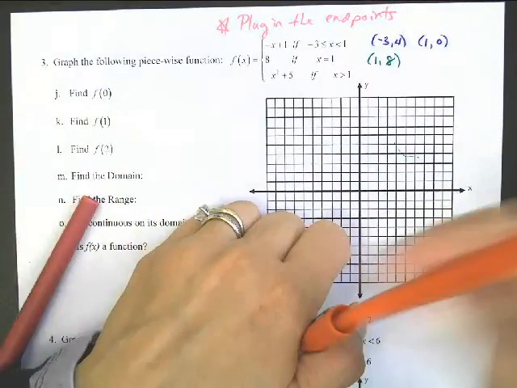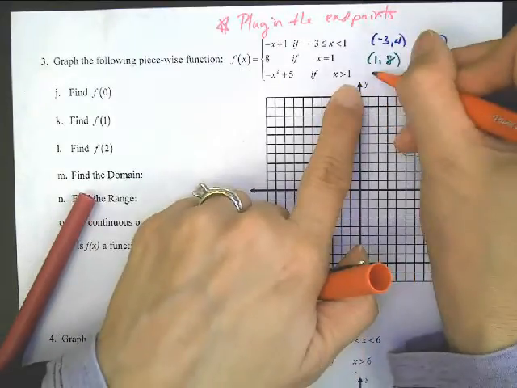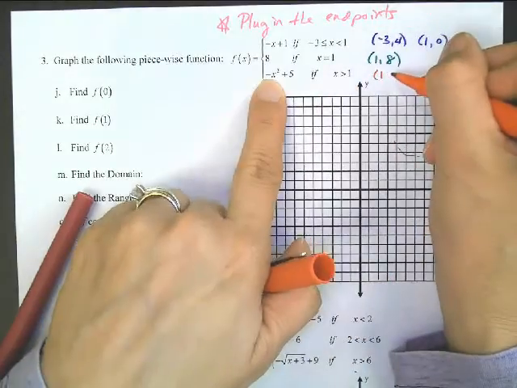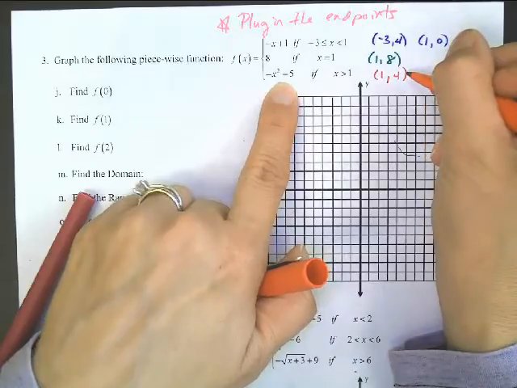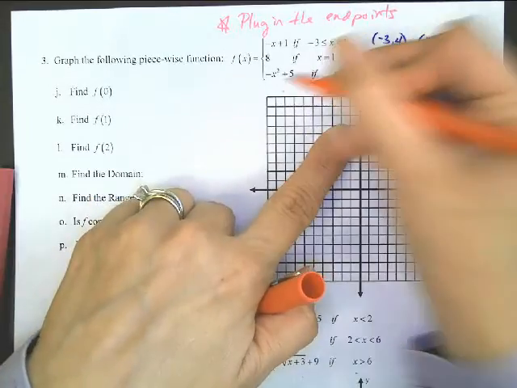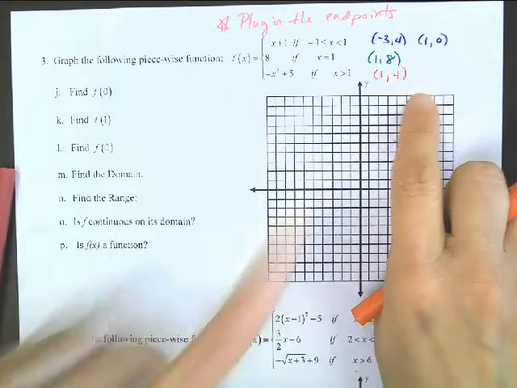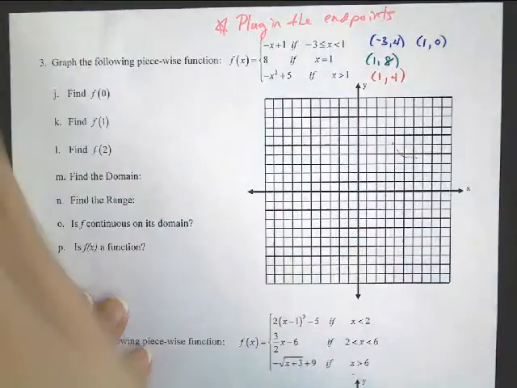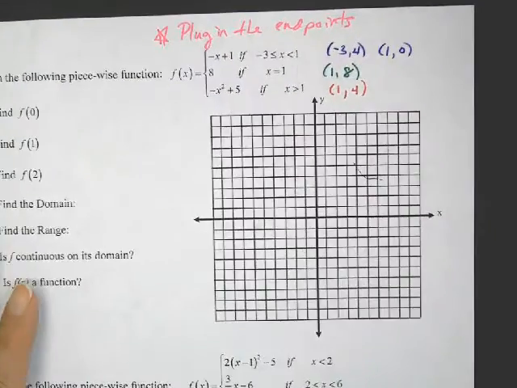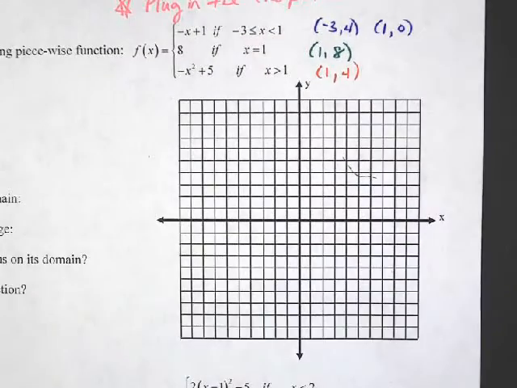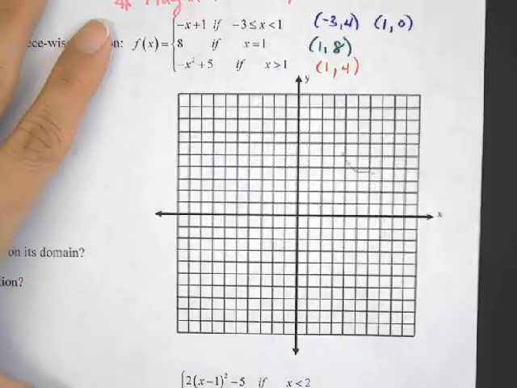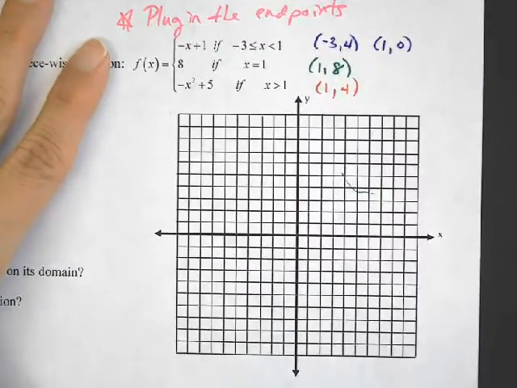Okay, and the last one, let's plug in 1. 1 squared is 1, -1 plus 5 makes a 4. Okay, so we're taking the values and we're plugging them in. Those are going to come in handy in just a moment. Okay, I'm going to zoom in here for the graphing part, and then for the question part, I'll zoom back out. Okay, for our first piece, we have a straight line.